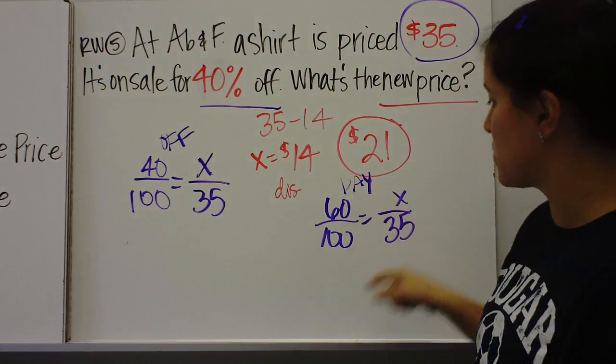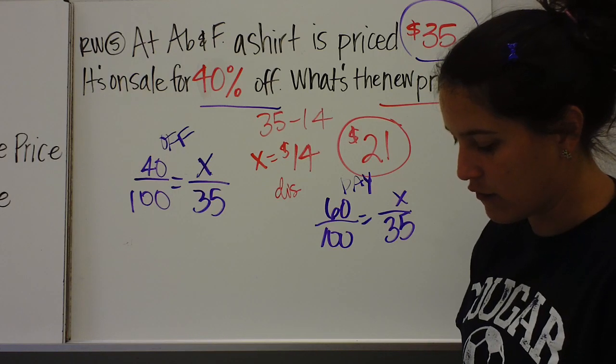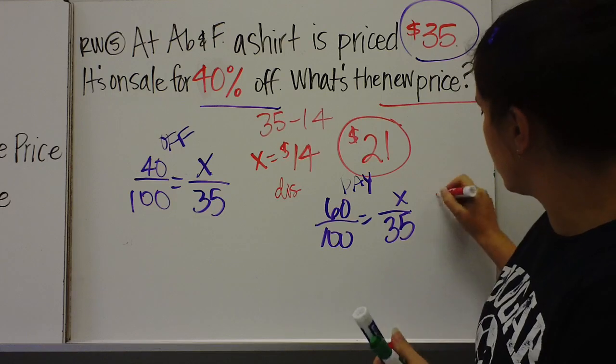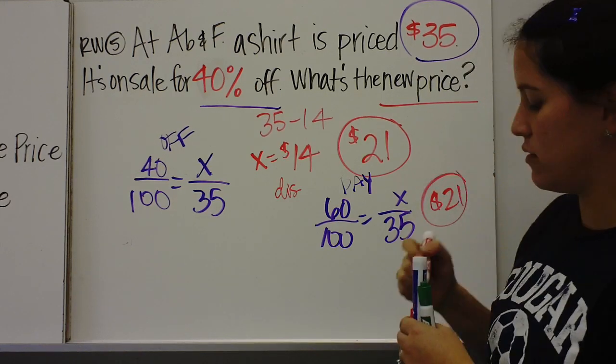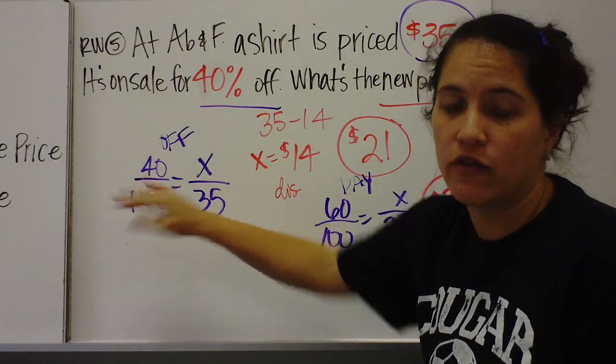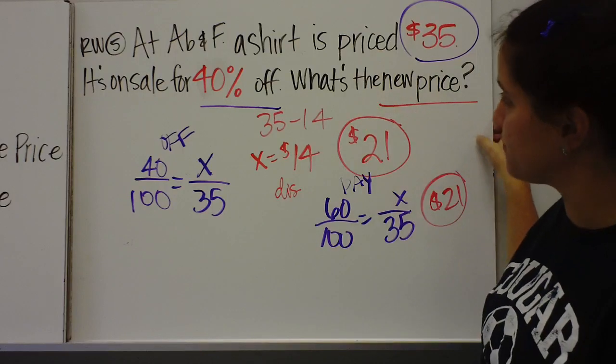So you could do it this way. 60 times 35 divided by 100, and it gives us $21. So this is just two ways that you could do it. 40% off, or we pay 60%. But notice my question was, what is the new price?